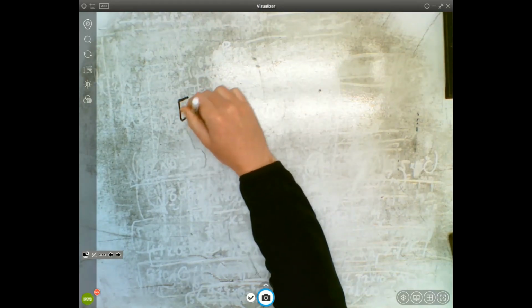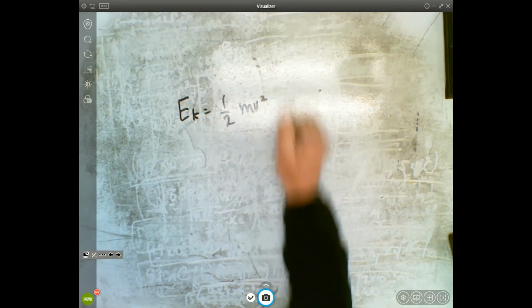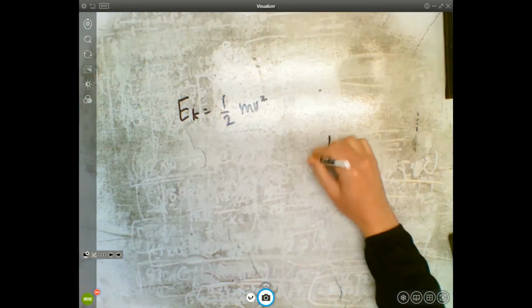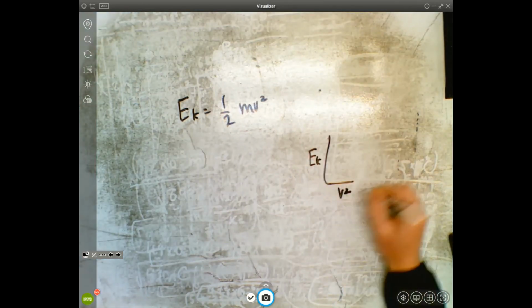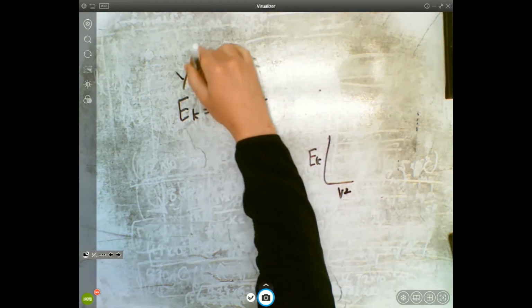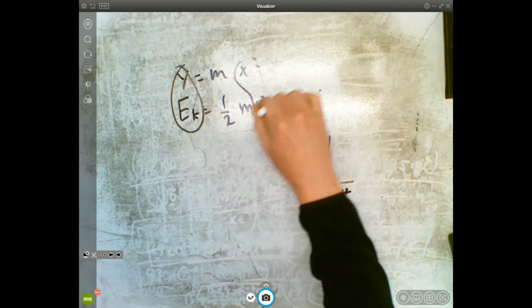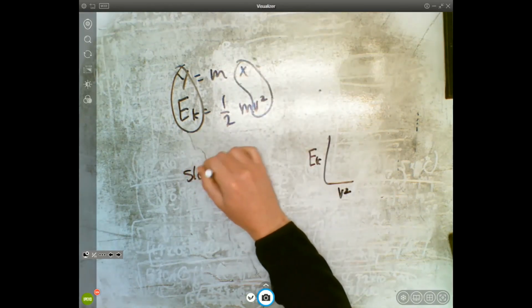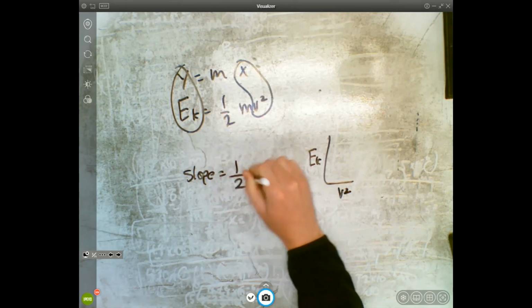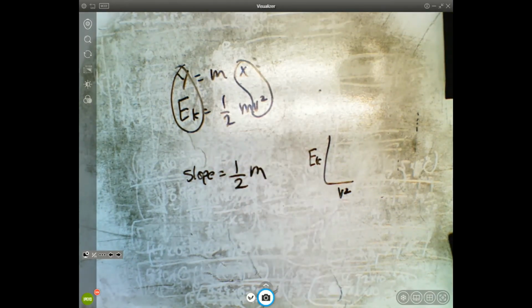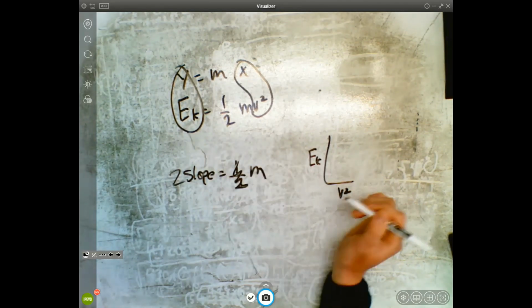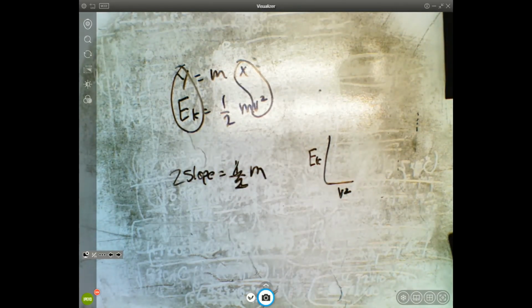So this is an EK versus V squared graph. So we want to use this formula. EK is our y value, V squared is our x value. So our y value is already isolated. So y is EK, x is V squared. So our slope is going to be equal to everything else, which is 1/2 m. And if we want to find our mass, we move the 2 up there. So it's just going to be 2 times our slope.